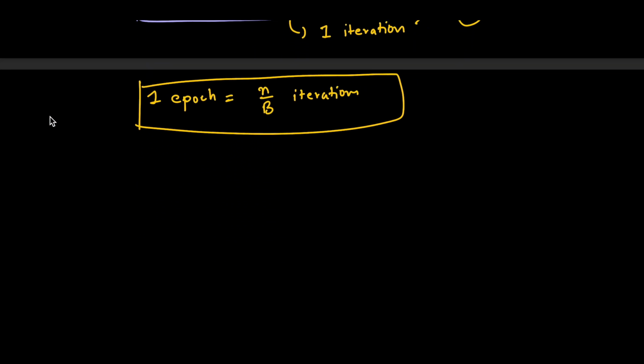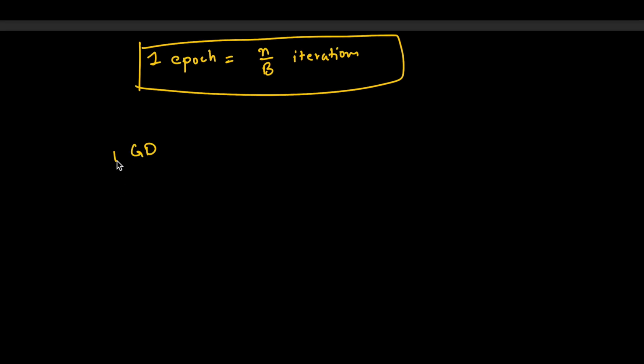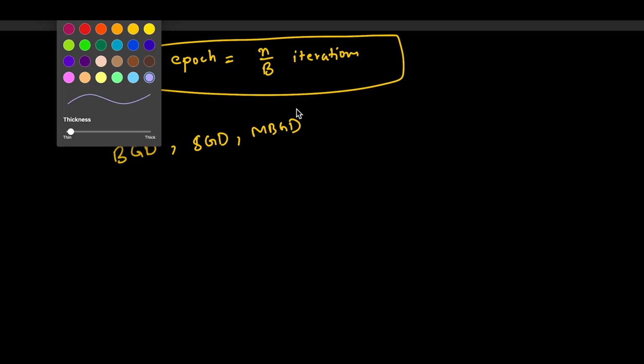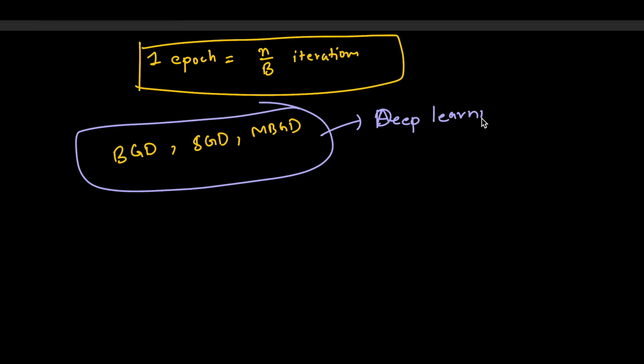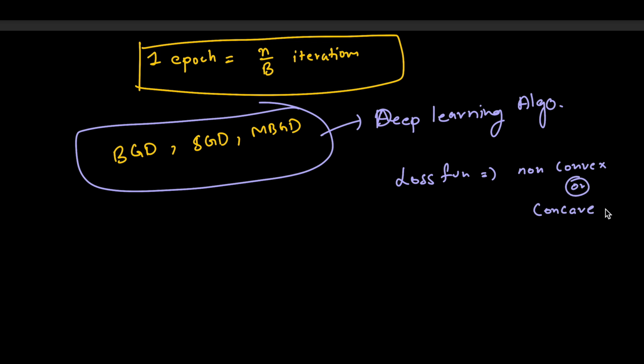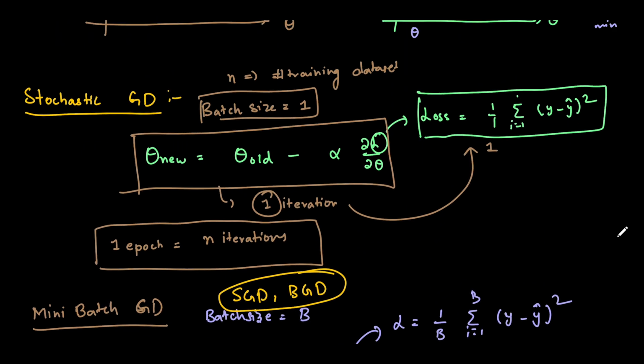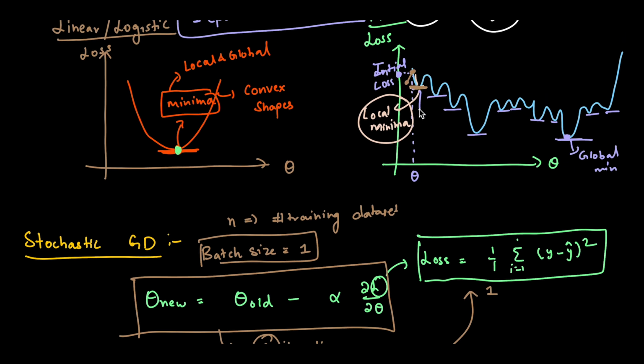But in general, either batch gradient descent, or stochastic gradient descent, or even mini batch gradient descent, these are not chosen, especially in case of deep learning algorithms. That is because most of the time, in case of deep learning algorithms, the loss function will become non-convex. So if it is non-convex, then there are multiple local minimas, and let's say our descent stops over here, then our mini batch or stochastic gradient descent might stop over here. But this is also not a good solution, right?